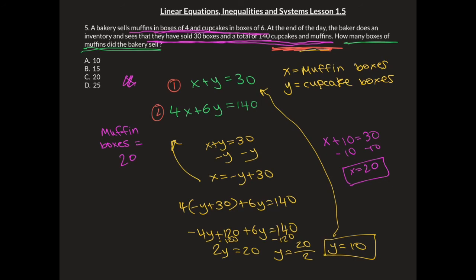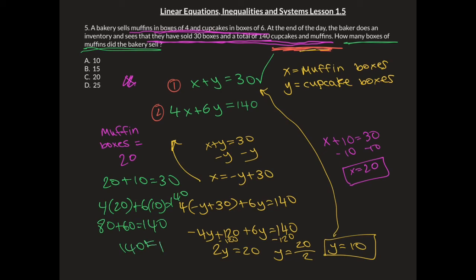So now let's just go ahead and check our work quickly. So we've got x as 20 and then y is 10. Let's plug that into the first equation. So 20 plus 10 is equal to 30. This checks out. Now let's go to the second equation. 4x, 4 times 20 plus 6 times 10 is equal to 140. You got 80 plus 60 equals 140. 140 equals 140. That is a true equation. So number 2 checks out. So that means we have a correct possible solution.